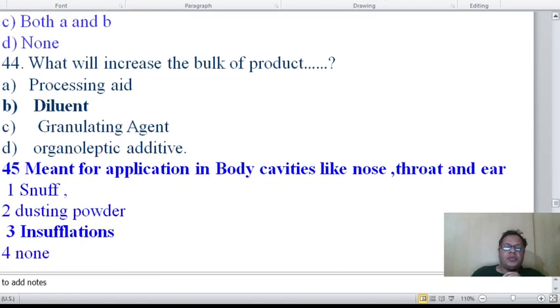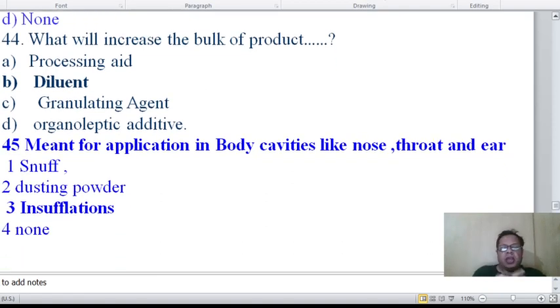Let's see what question number 45 has. So it is a means for applying into the body cavity like nose, throat and ear. So I told you that insufflations are the type of powders which are applied into the body cavity. So it is not snuff, neither is dusting powder, it's only option number 3. So for question number 45, insufflations are the right answer.